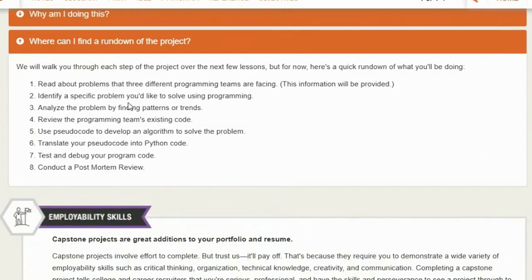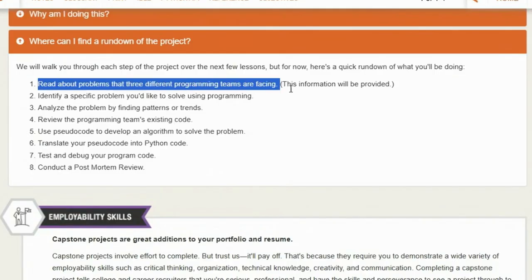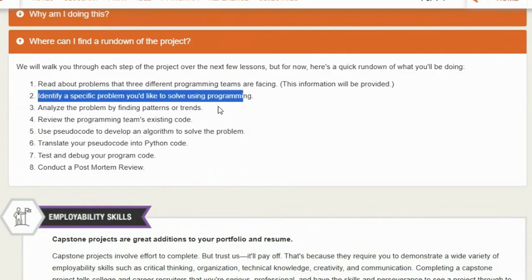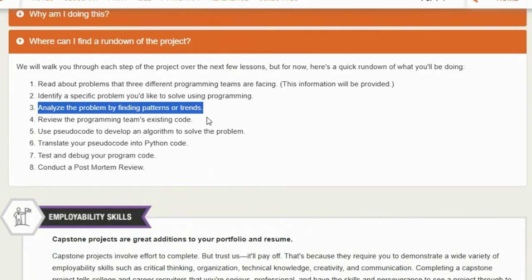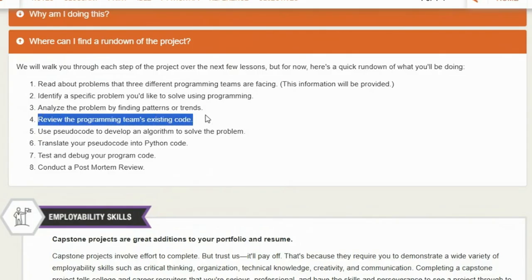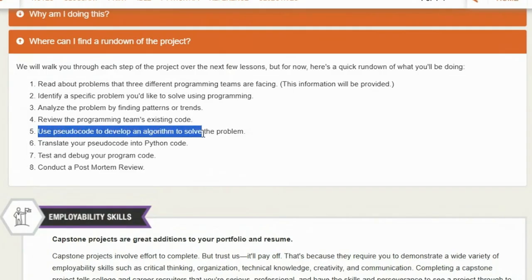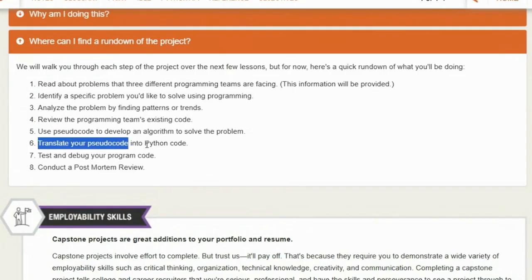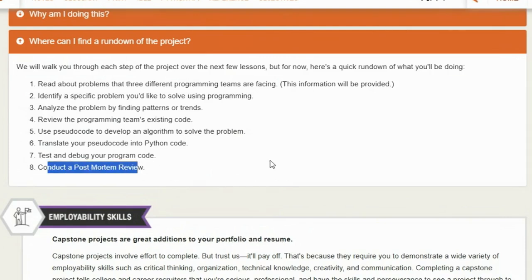We'll walk through each step of the project over the next few lessons, but here's a quick rundown. You'll read about problems that 3 different programming teams are facing. We'll provide that. You'll identify a specific problem you'd like to solve, analyze the problem by finding patterns or trends, review the existing code from the programming team, use pseudocode to develop an algorithm to solve it, translate that into code, test and debug it, and then conduct a post-mortem review.